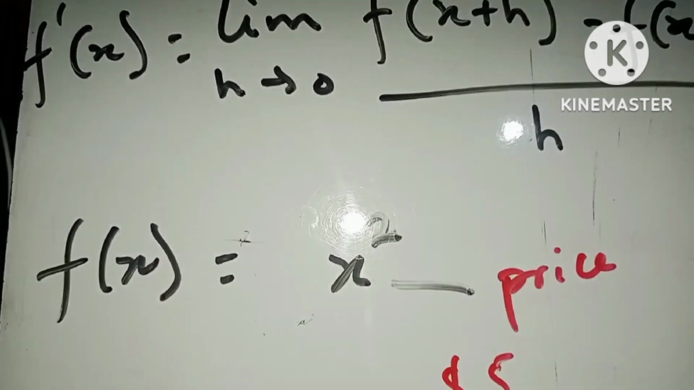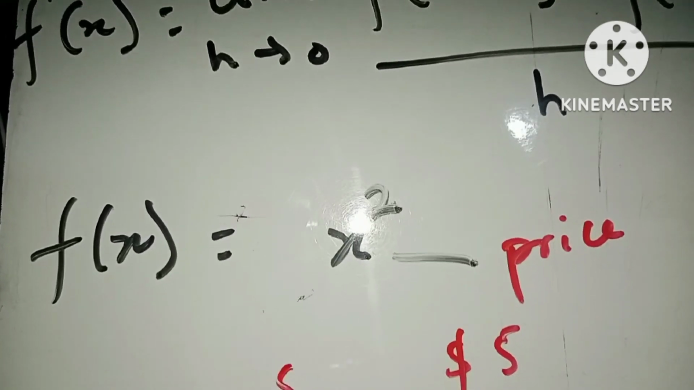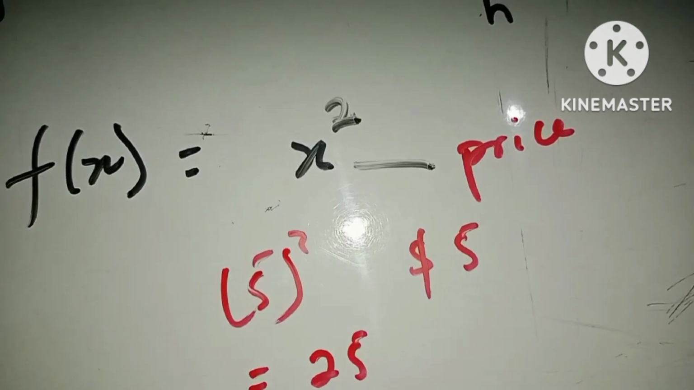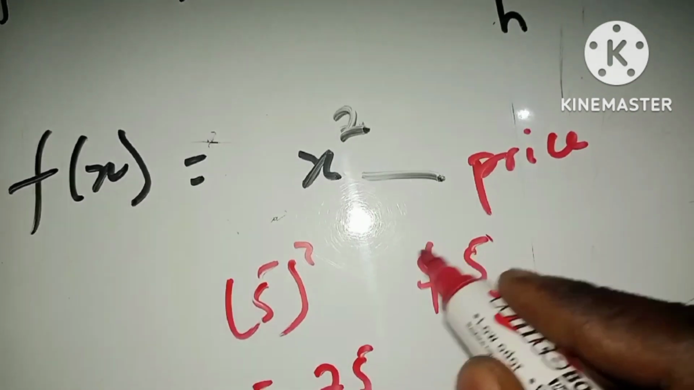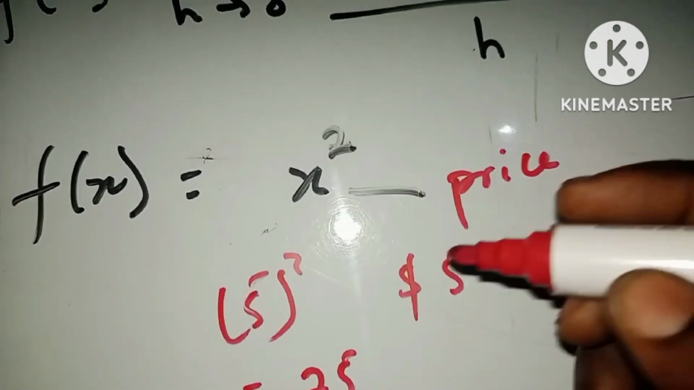That gives us your price. So if you plug in five here, in this case, we are going to have five squares. So the answer here is going to be 25, right? Meaning that if that particular item is $5, you have to pay $25 on that item.